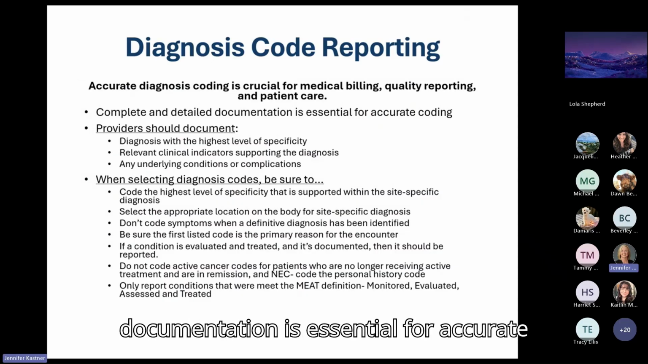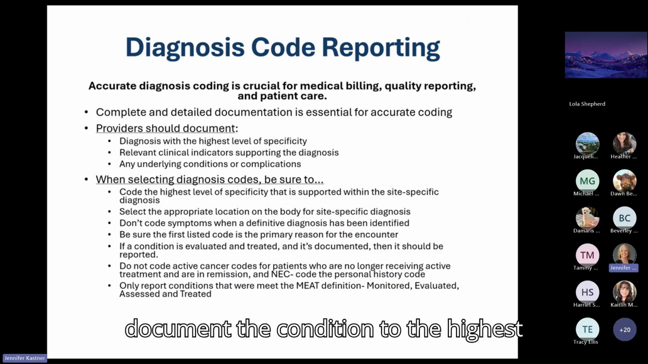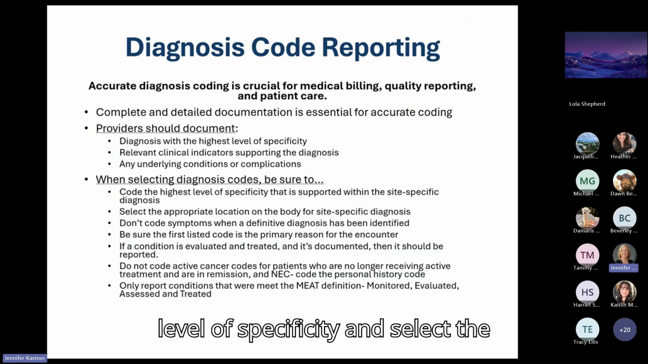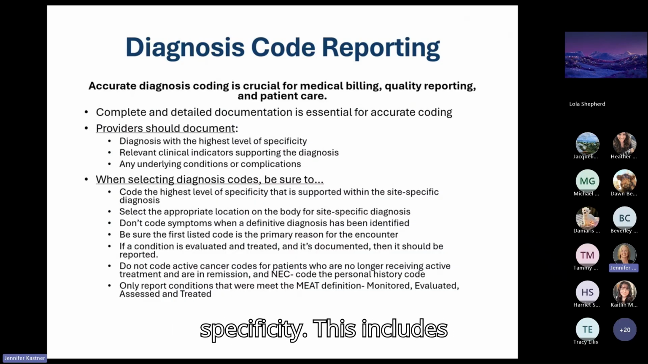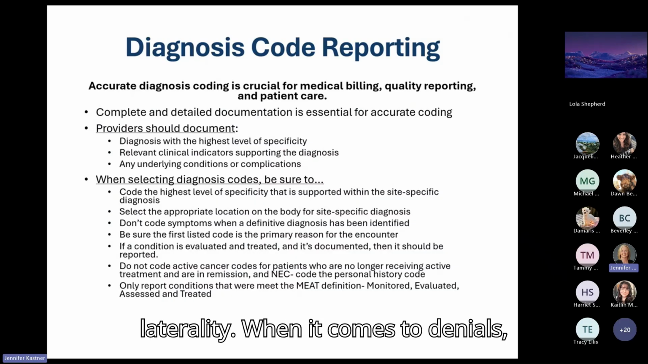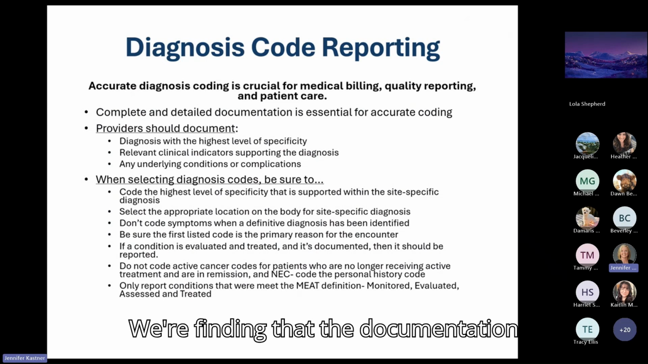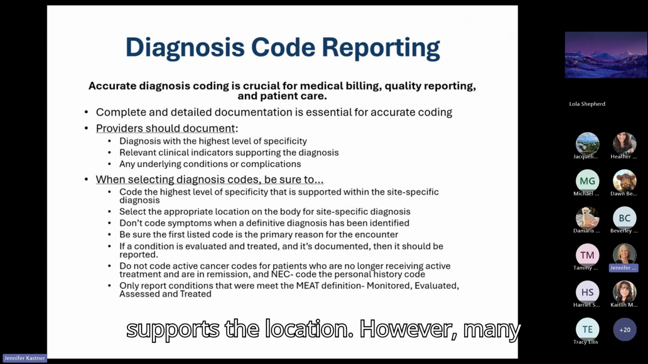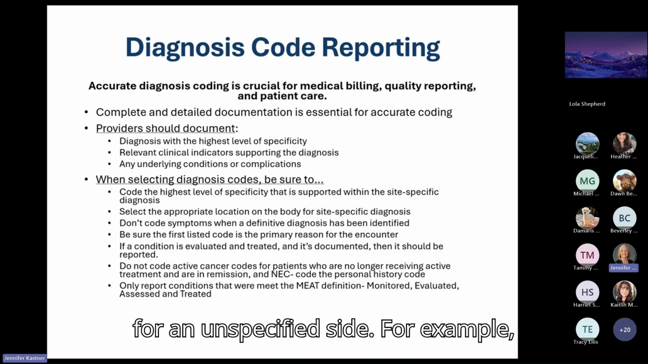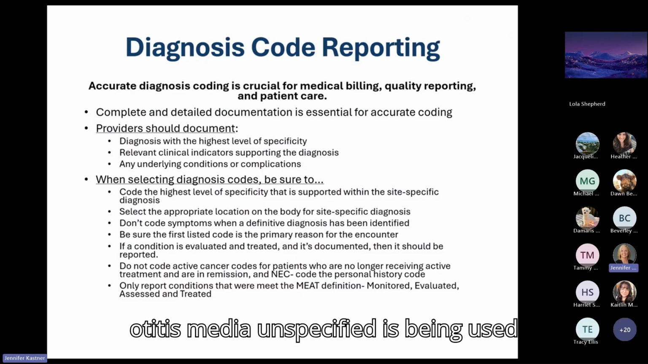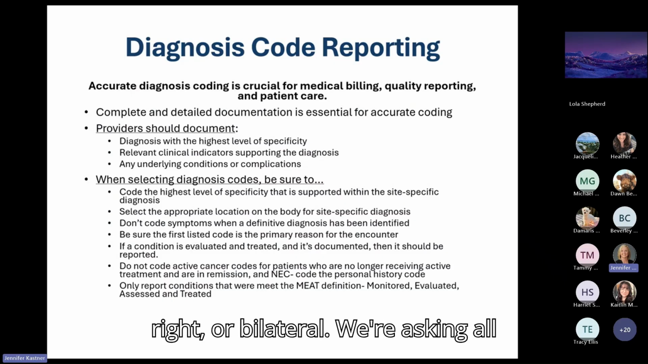Right. Complete and detailed documentation is essential for accurate diagnosis coding. Providers should document the condition to the highest level of specificity and select the ICD-10 code with that level of specificity. This includes laterality. When it comes to denials, this is one of our most common denials. We're finding that the documentation supports the location. However, many providers are selecting an ICD-10 code for an unspecified side. For example, otitis media unspecified is being used instead of the code indicating left, right, or bilateral.